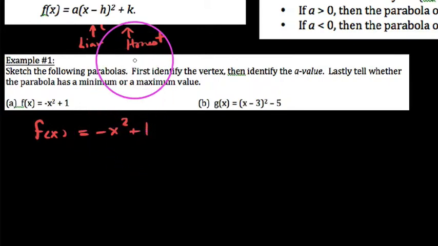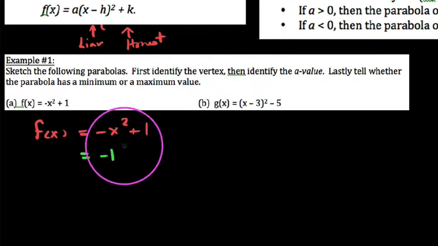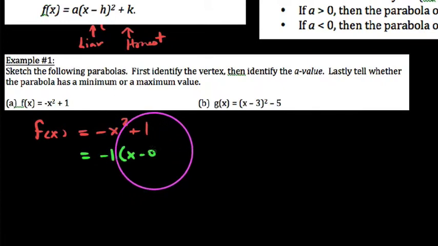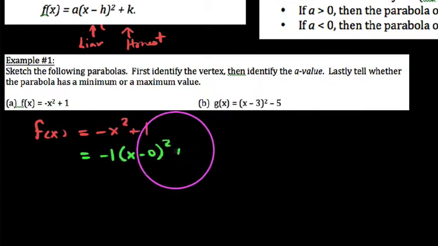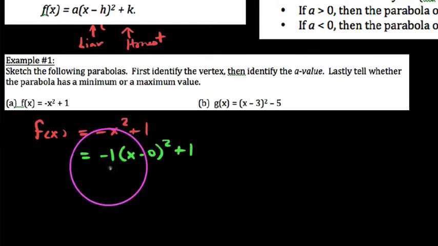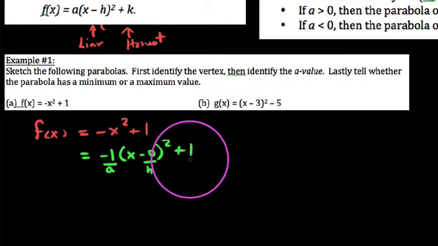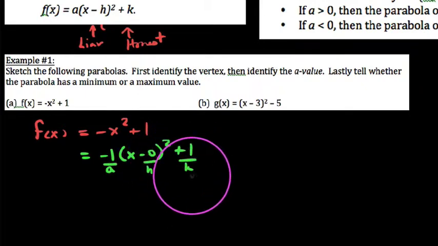Now, one thing I want to note here is this. It's not a necessity, but we could have rewritten this as instead, negative 1 times the quantity x minus 0 squared plus 1, and meant the same thing. What this really means is we can already go ahead and identify the a value here. We have the h value is 0 in this instance, and we say the k value is 1.